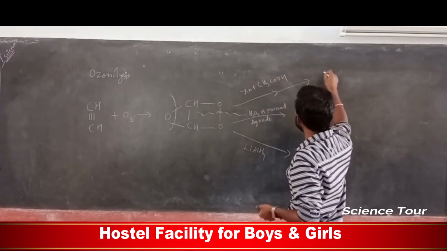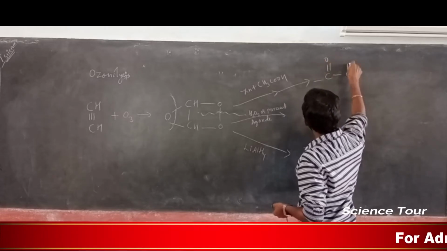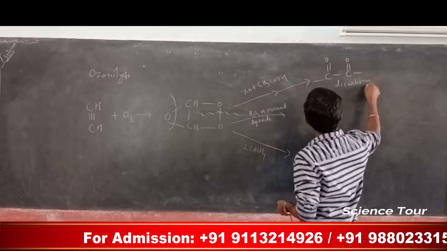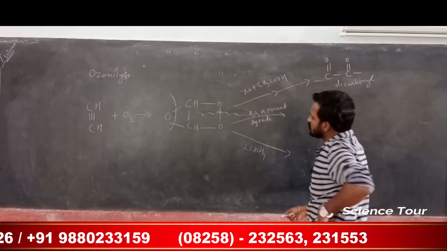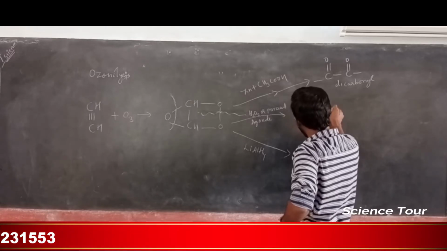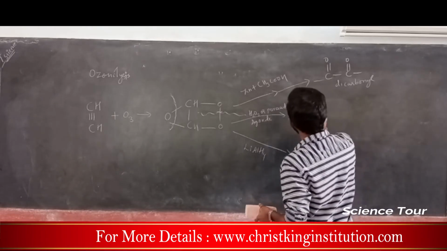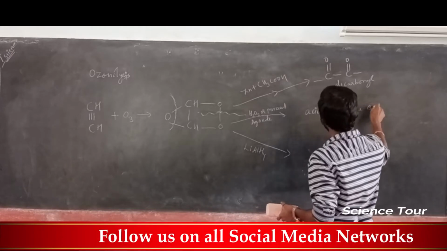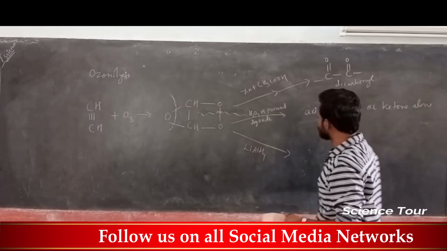It gives, my dear students, dicarbonyl. Dicarbonyl means it looks like this, 2-carbonyl. Okay, the same ozonoid of alkyne reacts with the hydrogen peroxide or peracid, it gives aldehyde plus acid plus ketone, or ketone alone. Understood? This is also possible.